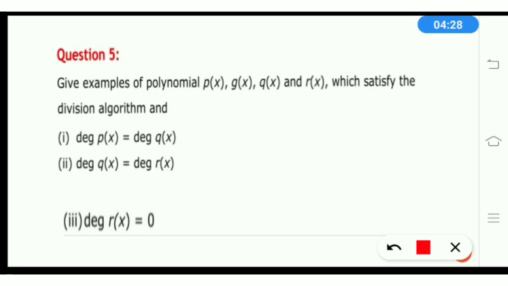Now question number 5. Give examples of polynomials p of x, g of x, q of x and r of x which satisfy the division algorithm, and: one, degree of p of x equals degree of q of x; two, degree of q of x equals degree of r of x; and three, degree of r of x equals 0. That means we give examples of polynomials which satisfy the division algorithm and also satisfy these three conditions. Clear? Now the answer.